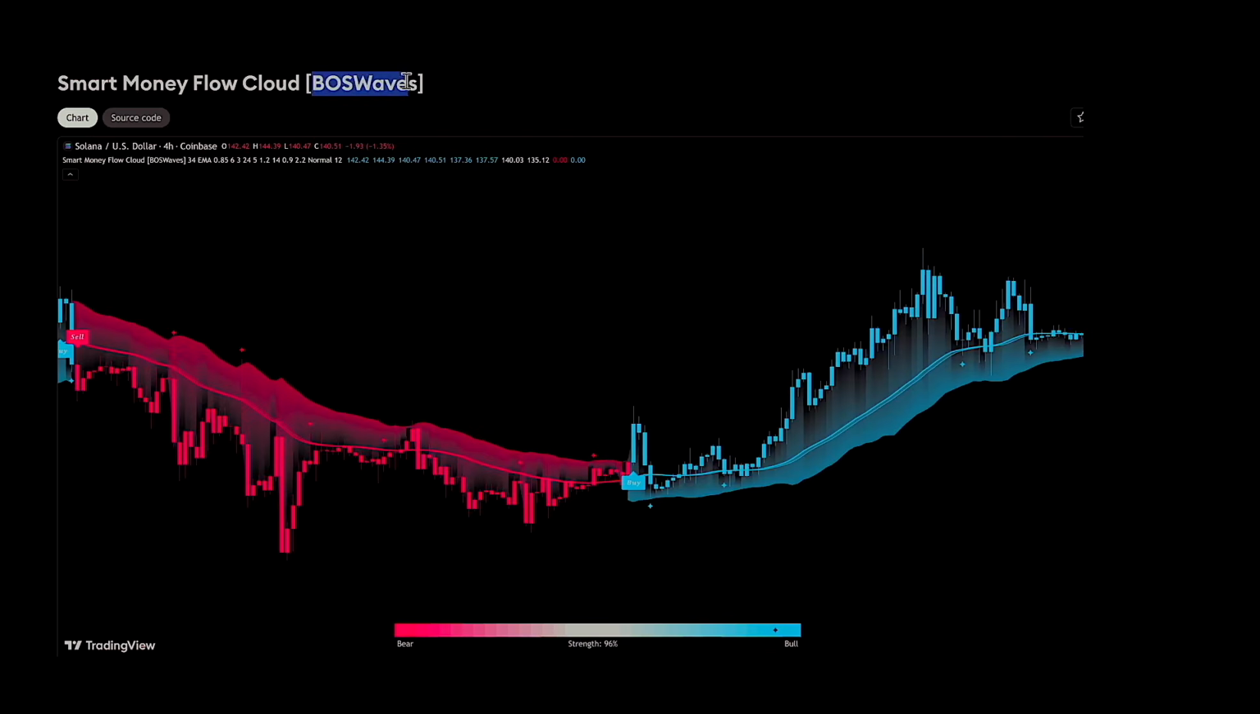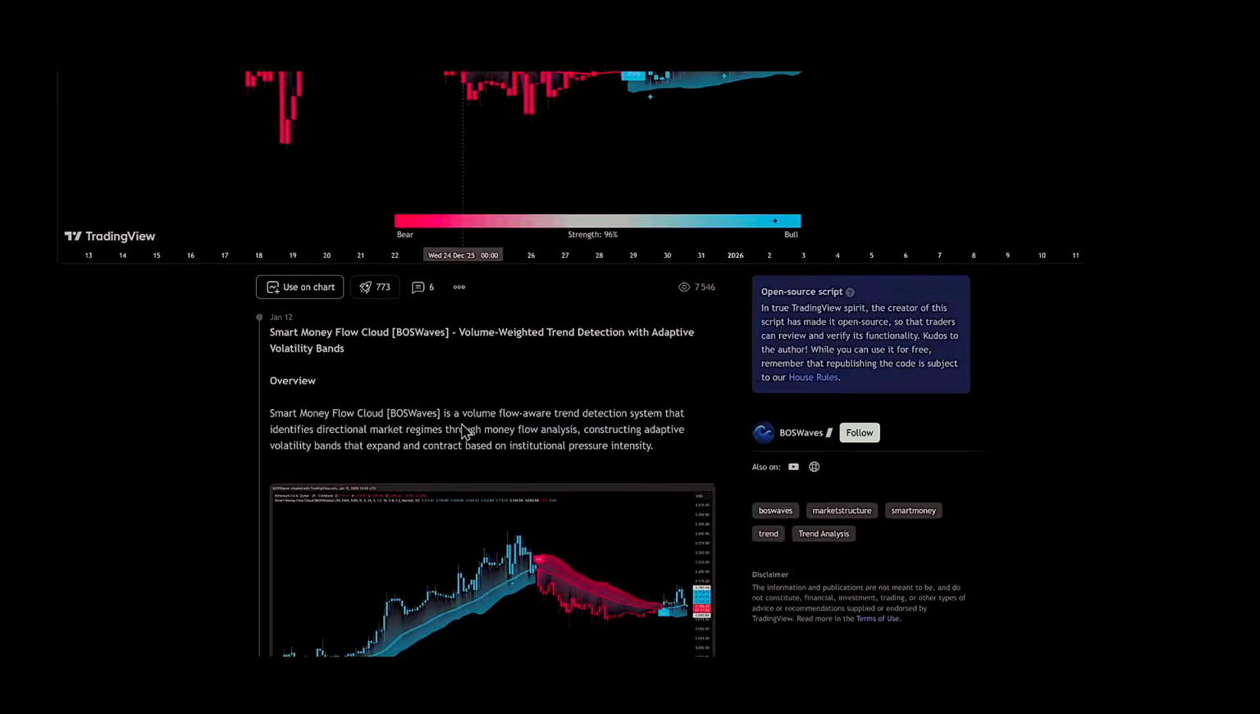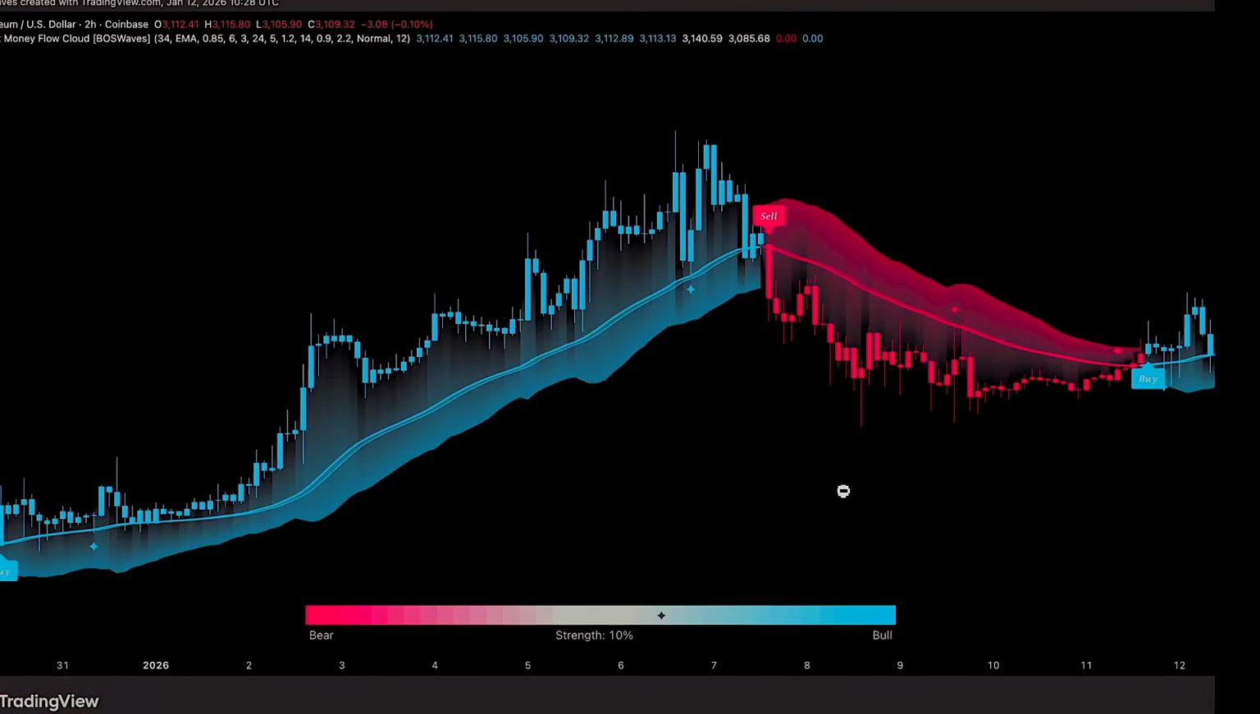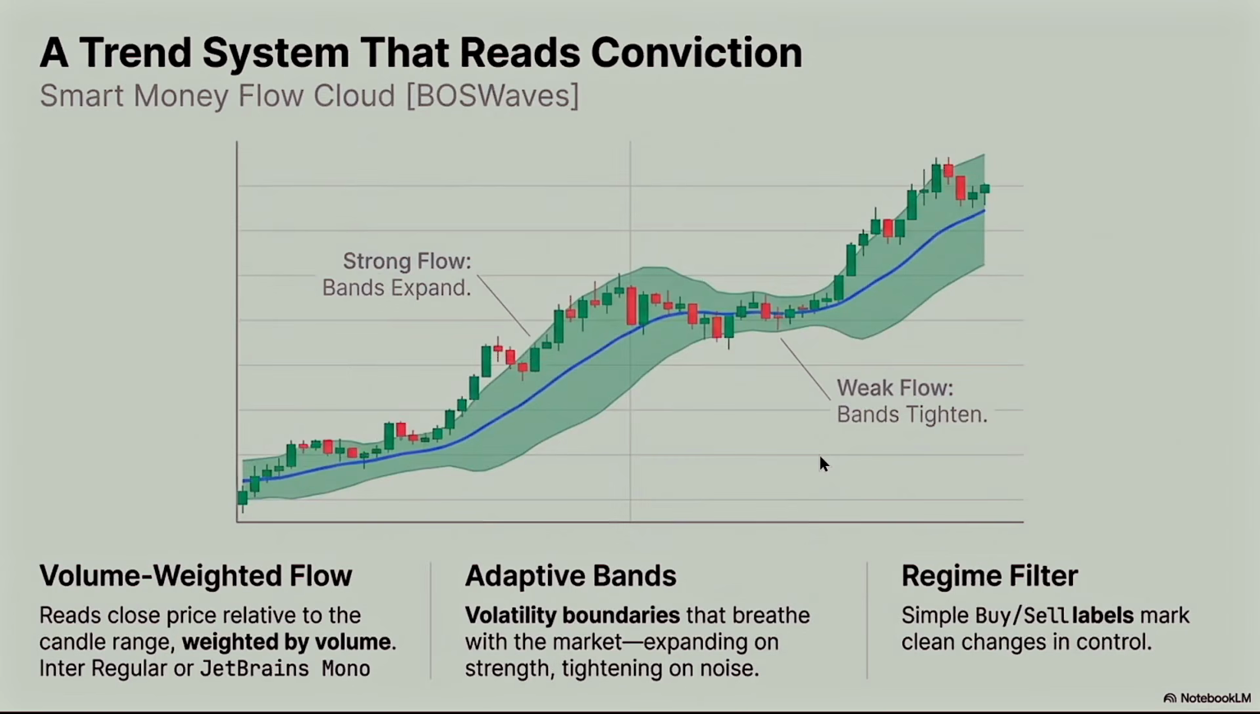This indicator is designed to read a trend through a volume-weighted money flow, not just moving average crossovers. It builds adaptive volatility bands that expand when flow is strong and tighten when flow is weak. Then it marks clean regime shifts with simple buy and sell labels.